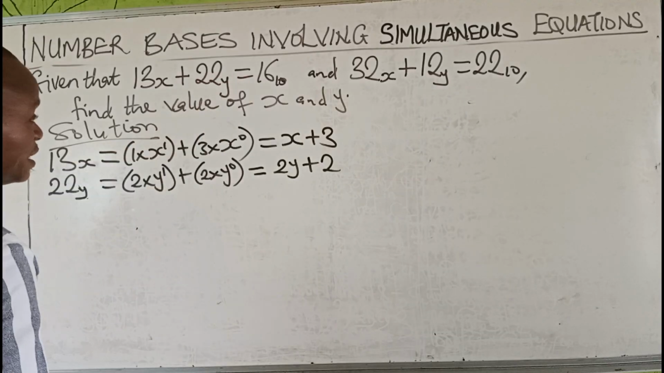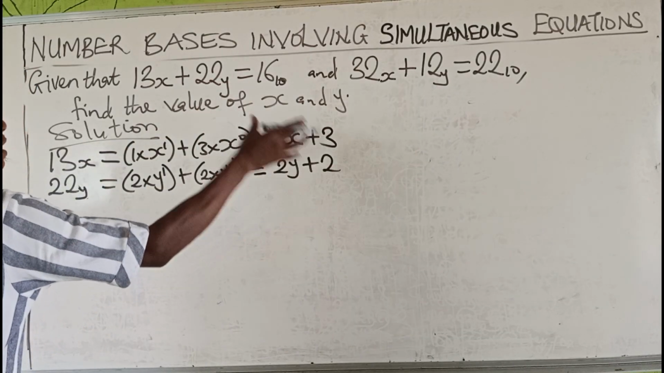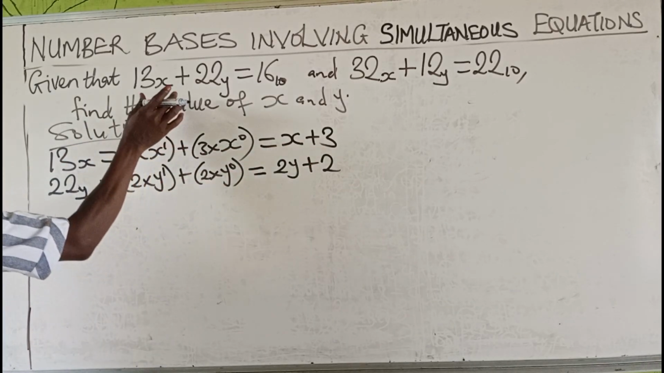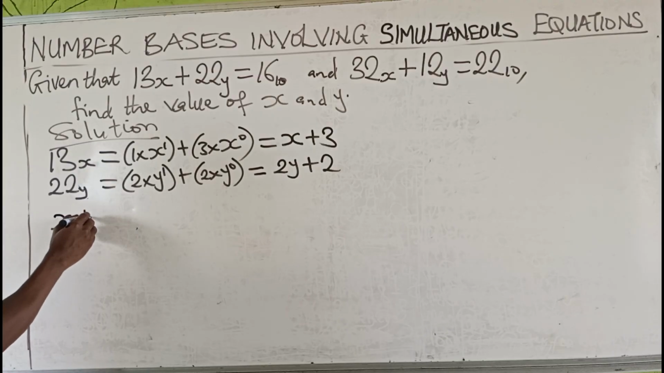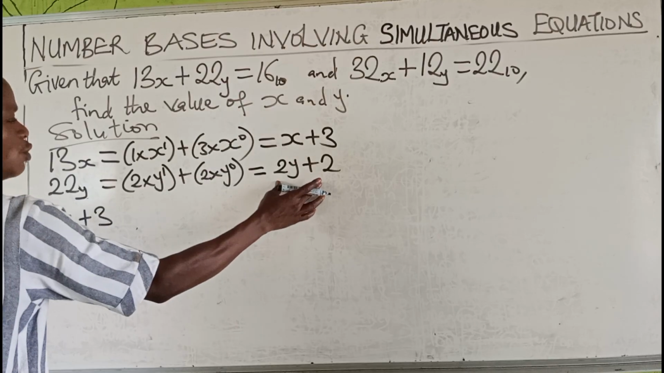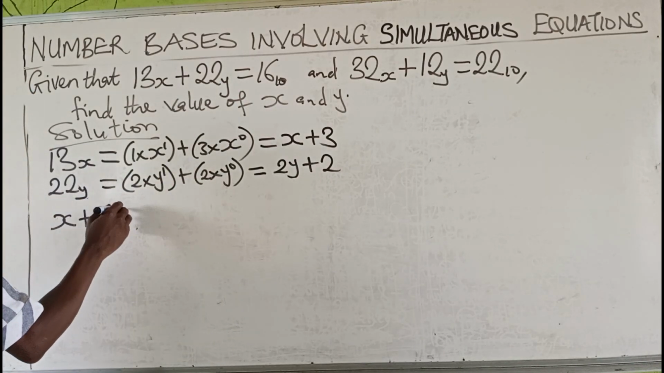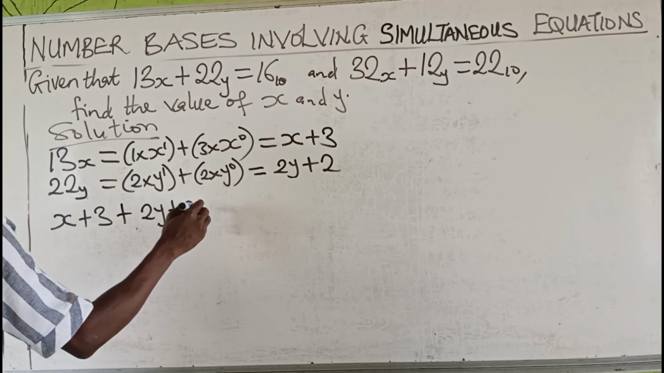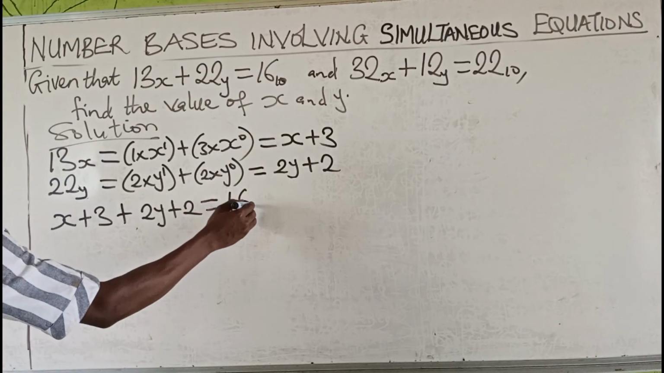Then the 16 is already in base 10. So when we substitute, 13 base x is what gives us x plus 3. So I'm replacing 13 base x with x plus 3. Then I'm replacing 22 base y with 2y plus 2, because that is what gave us that answer. So I am having plus 2y plus 2. Now everything is equal to 16 in base 10. So all these are in base 10 now.